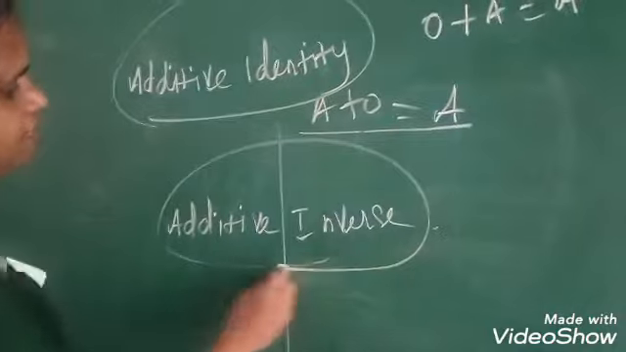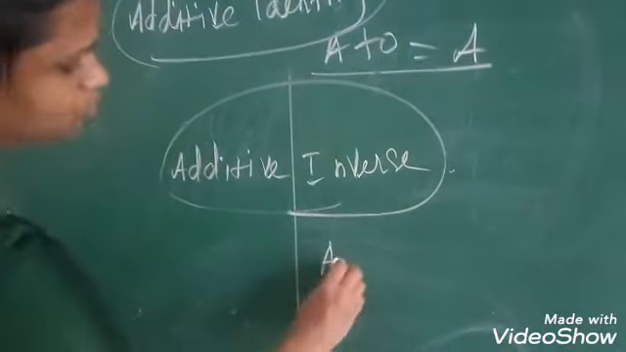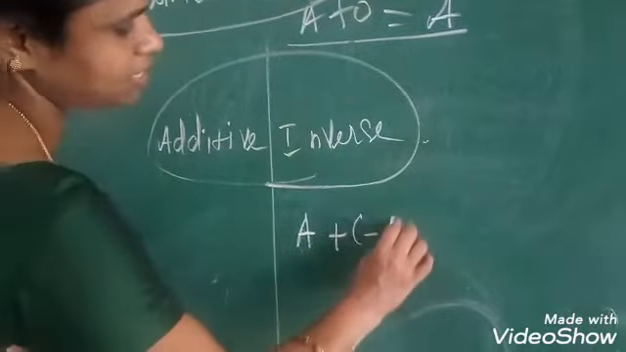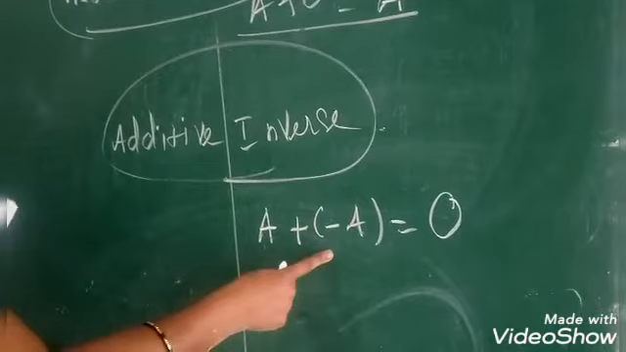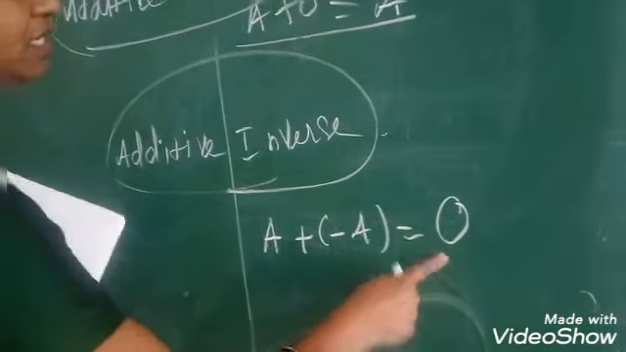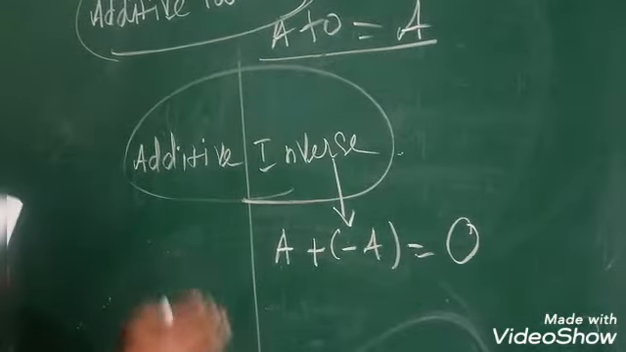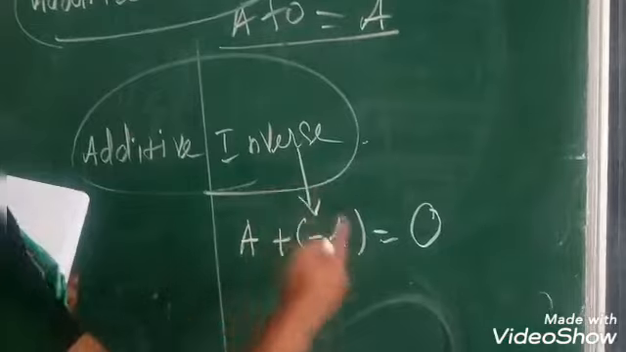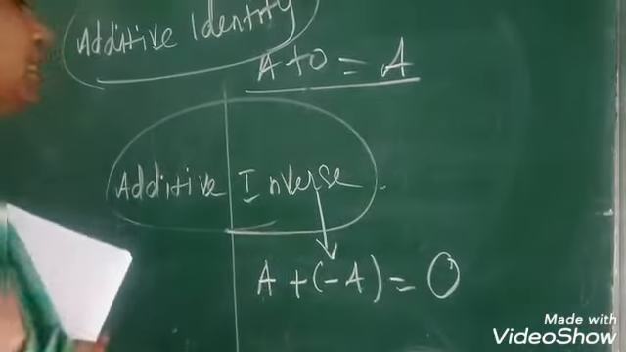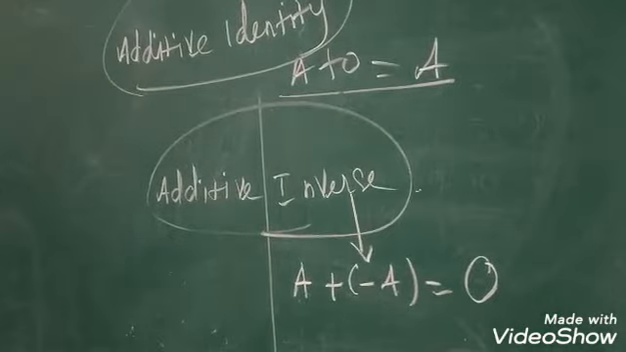Then additive inverse. We already studied the negative matrix yesterday. If you add one matrix and its negative matrix, you will get the null matrix. That is called additive inverse. Add the given matrix with the inverse of the matrix, and you will get 0. That is called the additive inverse, girls. Okay, these two are special properties.